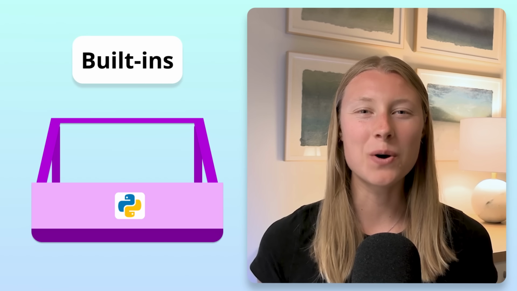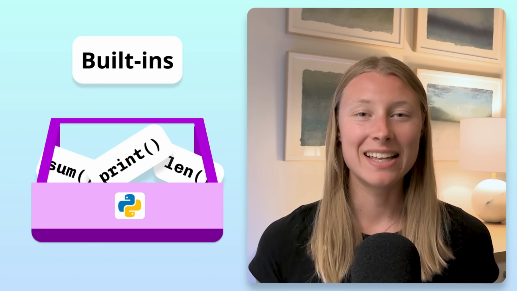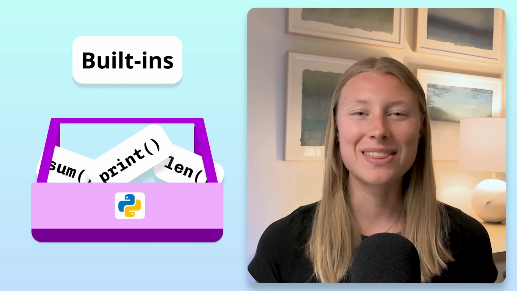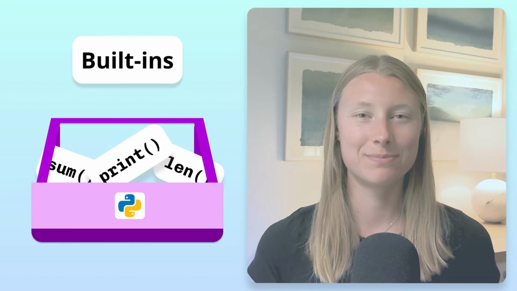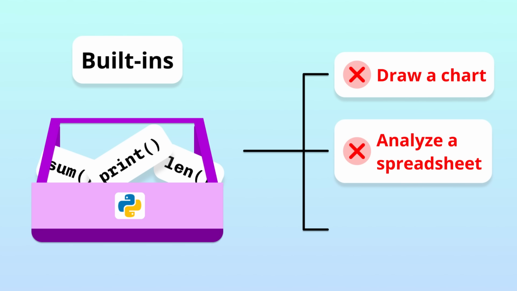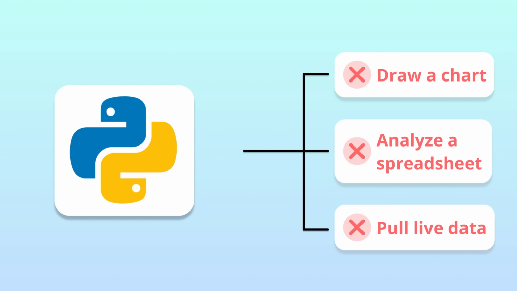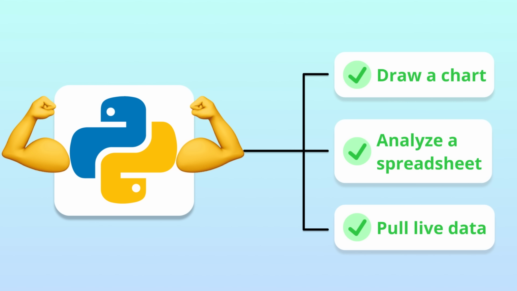By default, Python only gives you a small set of built-in tools like sum, len, and print. These tools are useful, but they only take you so far. They won't let you draw a chart, analyze a huge spreadsheet, or pull live data from the web. And yet, Python is famous for powering through these tasks easily. So where does that power come from?